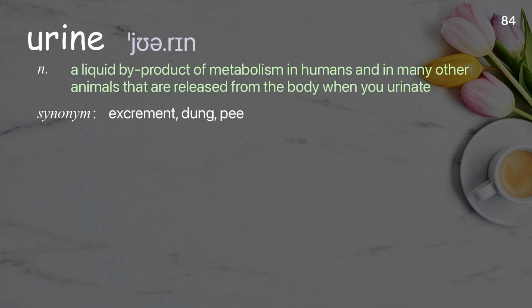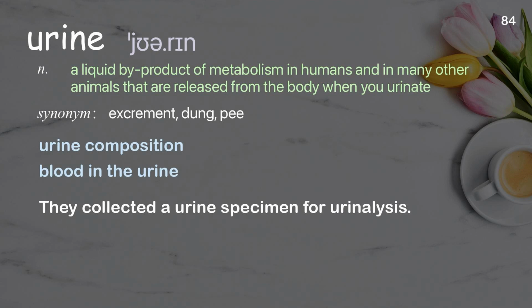Urine. A liquid byproduct of metabolism in humans, and in many other animals, that is released from the body when you urinate. Examples: Urine composition, blood in the urine. They collected a urine specimen for urinalysis.